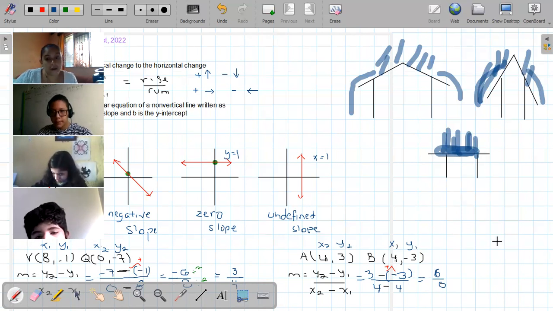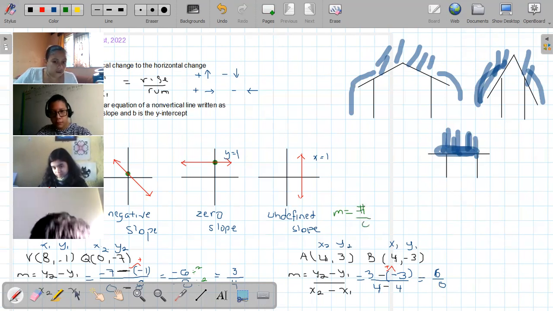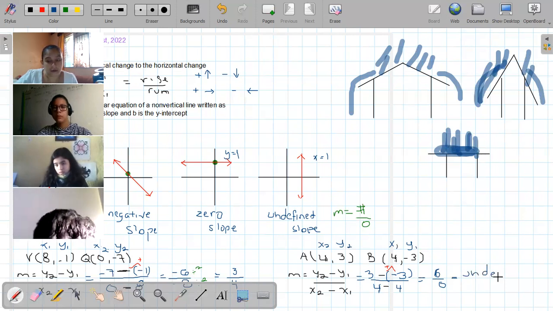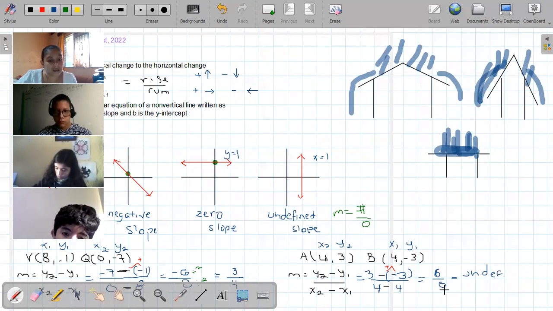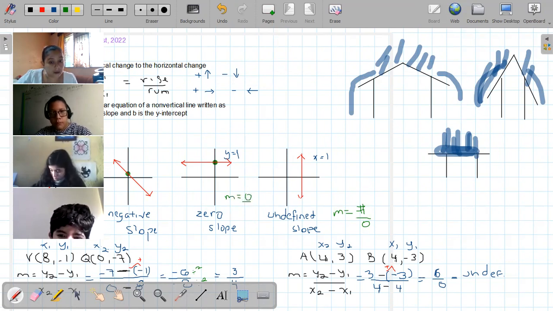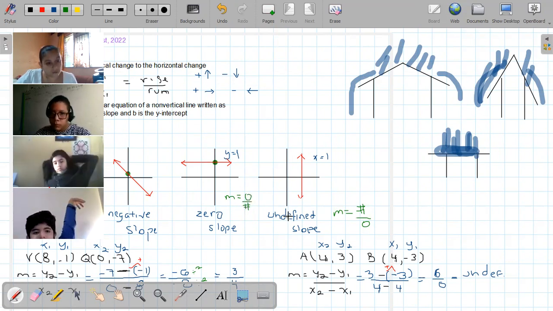Cannot divide by 0. So when you have a 0 in the denominator, like in this case, when your slope gives you any number, it doesn't matter what number, positive or negative, over 0, you are actually having an undefined slope because you cannot divide by 0. So you need to say undefined. From the moment that you see a 0 in the denominator, that is an undefined slope. Now, the other way around, if you get 0 divided by a number, then that is equal to 0. Therefore, that's a 0 slope.